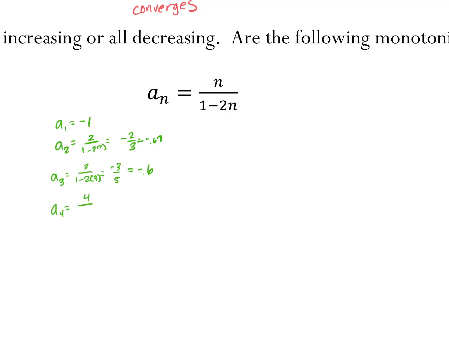It'd be 4 over 1 minus 2 times 4, so negative 4/7, which is, again, I have my cheat sheet, so on inspection, for my first few terms, it appears to be monotonic. And a nice teacher would say that's good enough.